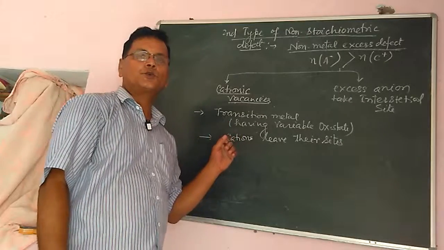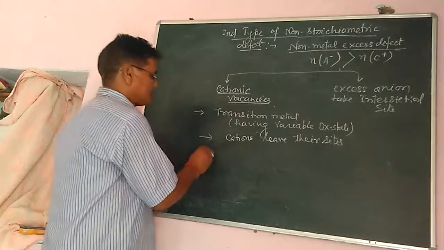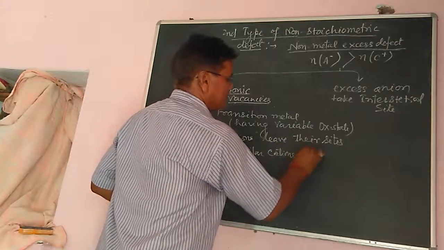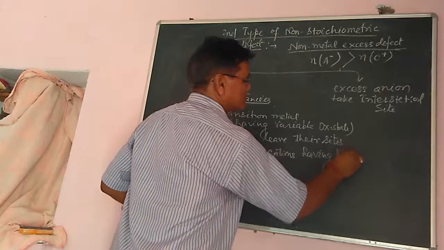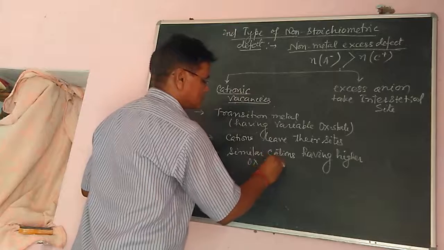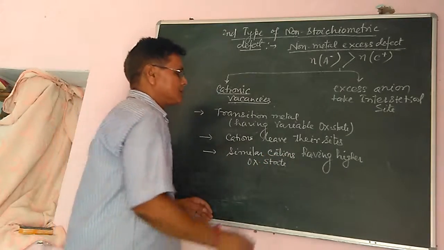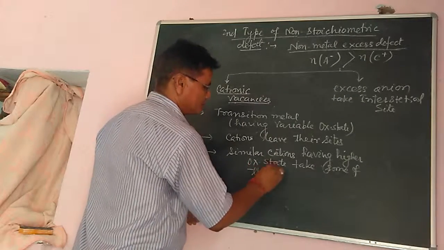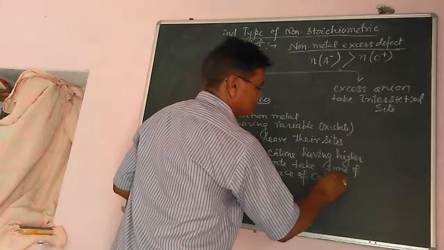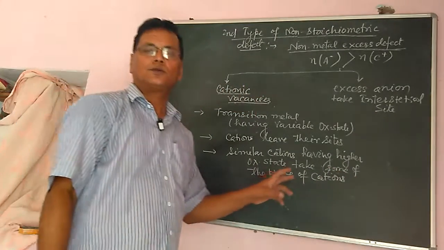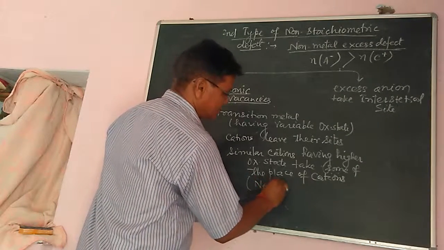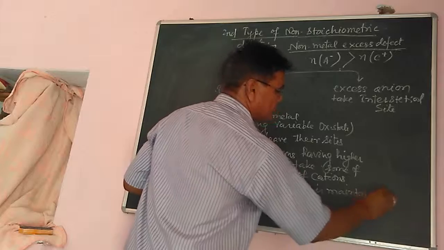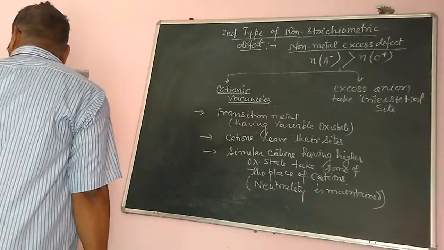To maintain the neutrality of the negative charge, similar cations having higher oxidation state, having higher charge, take some of the place of cations, and neutrality is maintained.